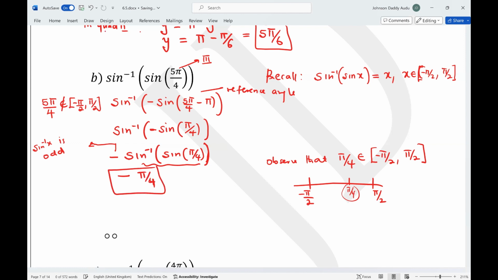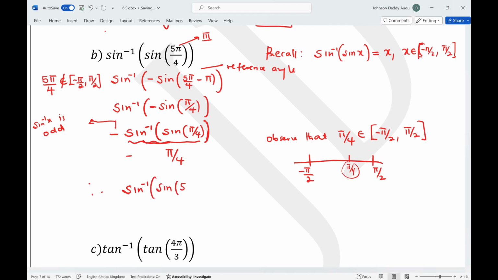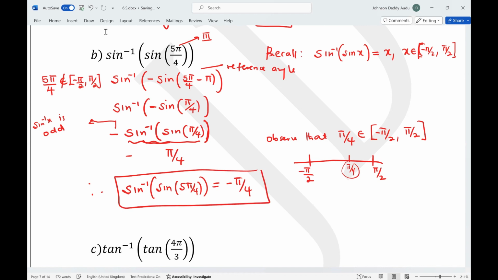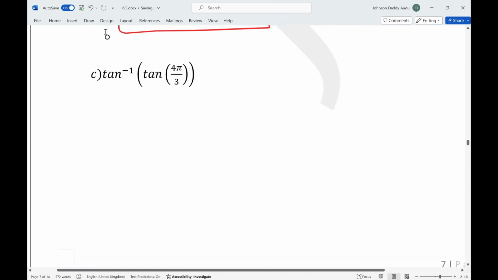So here, what have we used? We've used the fact that sine inverse of sine of this is just pi over 4, and then you have our minus here. So let's conclude. The conclusion now is that if you have sine inverse of sine of 5 pi over 4, it's just going to be minus pi over 4.